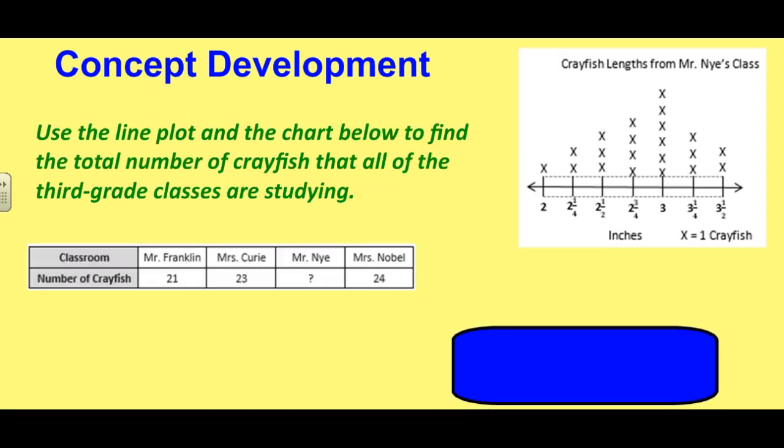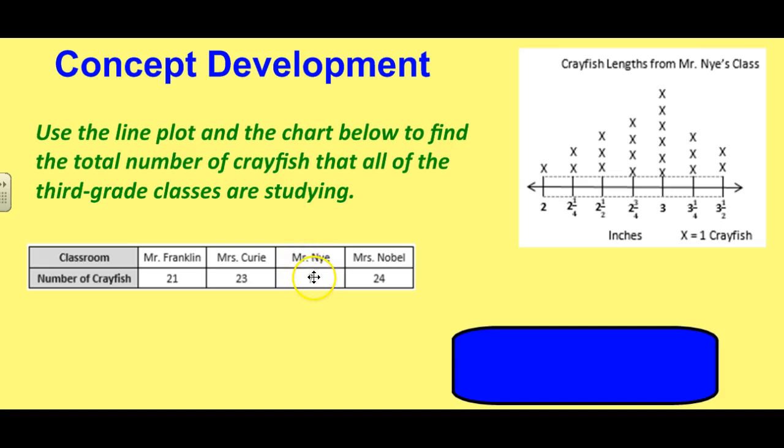Okay, so this next question says, use the line plot in the chart below to find the total number of crawfish that all of the 3rd grade classes are studying. So, Miss Curry, we talked about earlier, she has 23 crawfish, Mr. Franklin has 21, and Miss Noble has 24. We don't know how many total are in Mr. Nye's class, so we're going to look over here at the line plot on the screen. We're going to count all of those X's to fill that in on this chart.